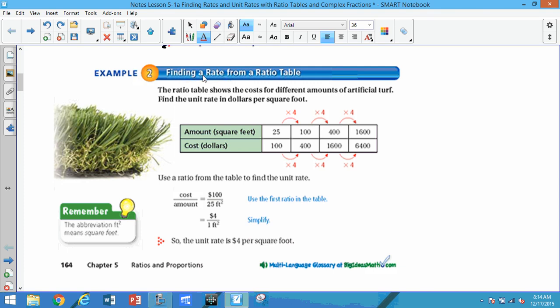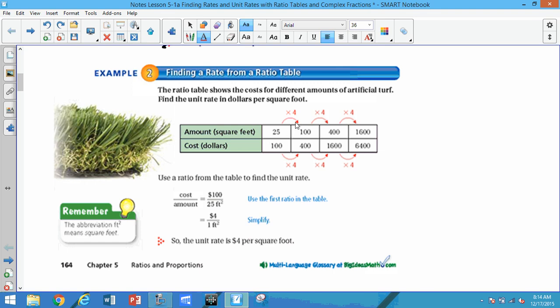But when you find a rate from a ratio table, it shows the cost of all the different amounts, in this case, the amount of square feet of turf that they purchase. So it gives you that relationship in a rate. So 25 square feet costs $100, 100 square feet costs $400, 400 costs $1,600, 1,600 costs $6,400.